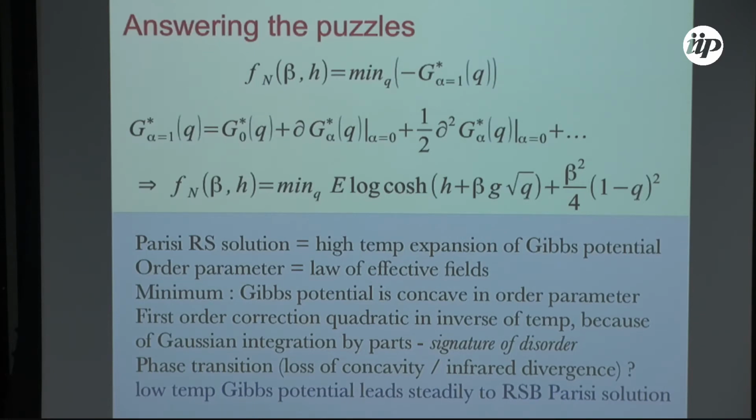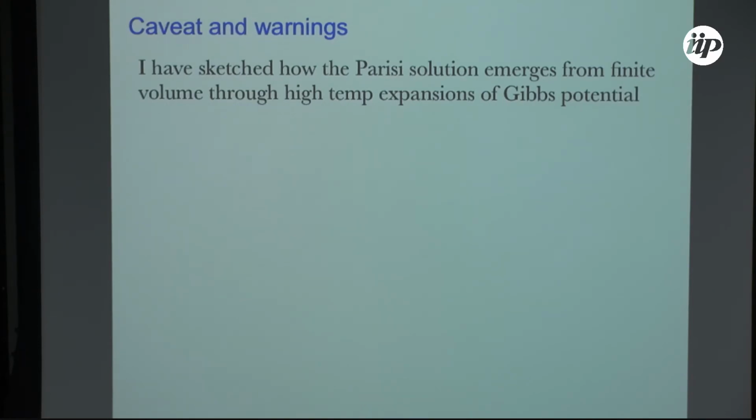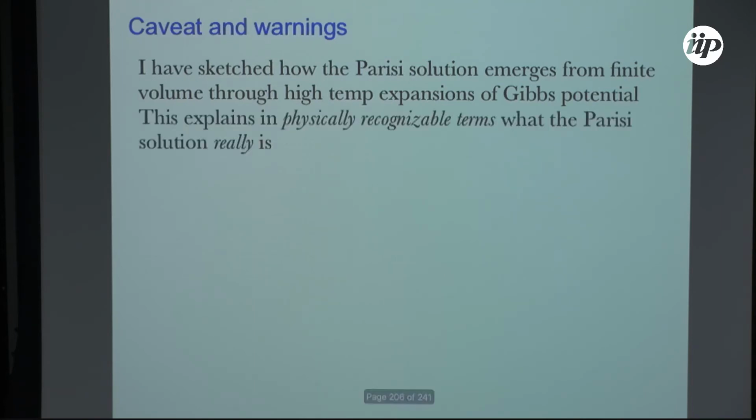So consider a Gibbs potential, expand it to second order, and you get the replica symmetry breaking Parisi solution if you choose the proper Gibbs potential. And there's something which is important, a list of caveats. So I have sketched that the Parisi solution emerges from finite volume through high temperature expansion, and it does also for large beta out of a Gibbs potential. I think this explains in physically recognizable terms what the Parisi solution is.